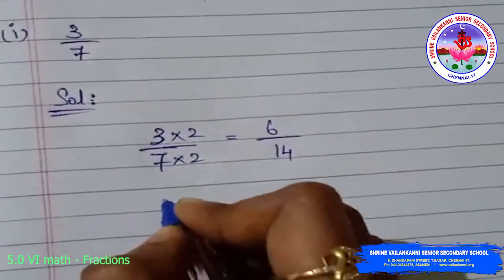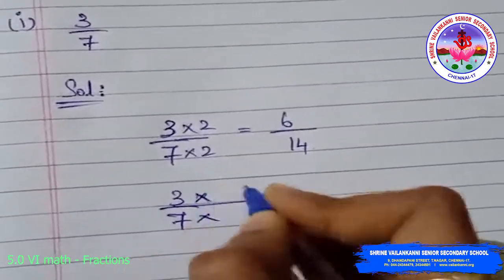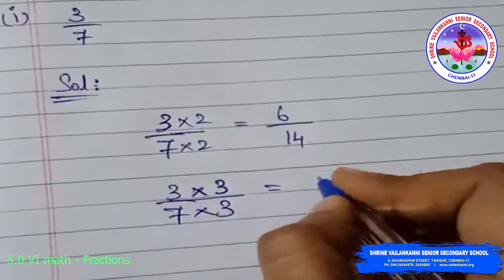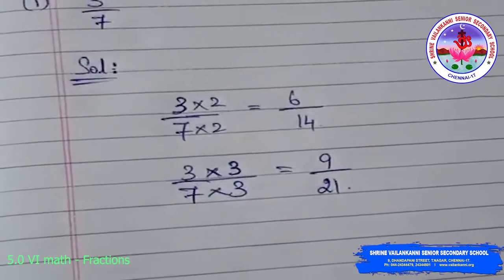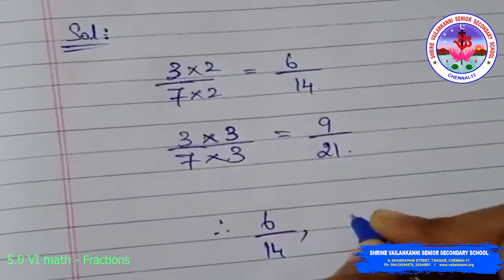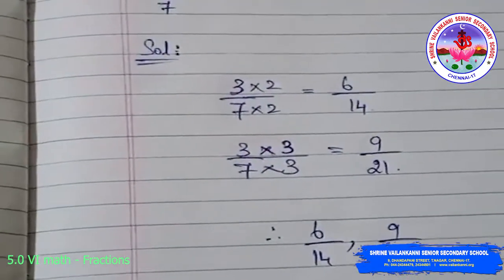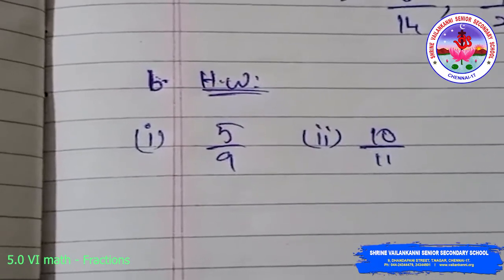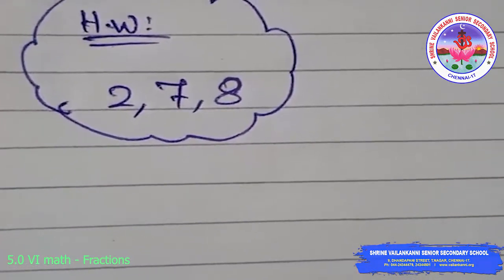The second equivalent fraction is, now you multiply by the common factor, taking the common factor as 3. So 3 3s are 9, 7 3s are 21. Therefore, 6 by 14, 9 by 21 are two equivalent fractions. Sixth homework. First one 5 by 9, second one 10 by 11. Homework. Second question, seventh question and eighth question fully homework.